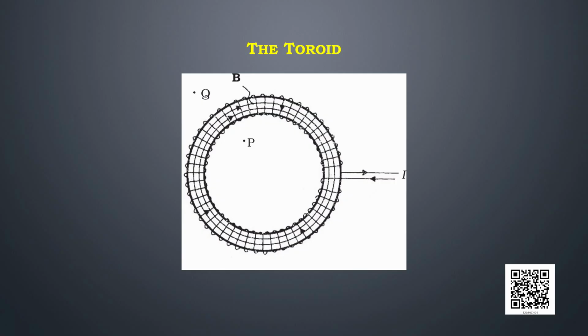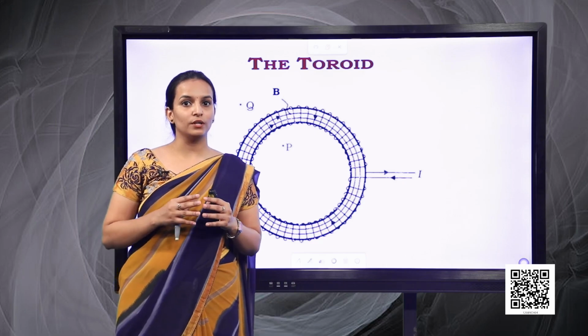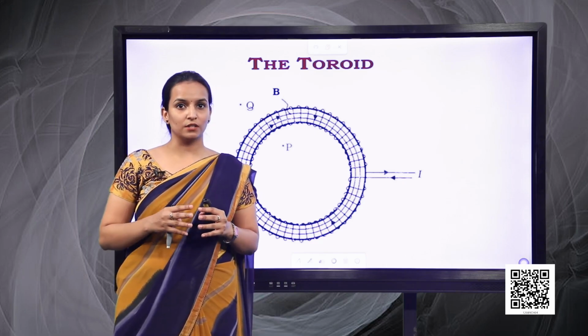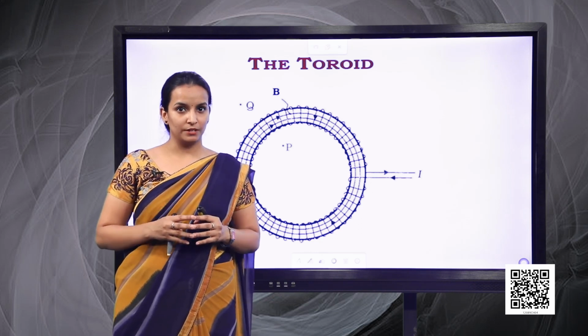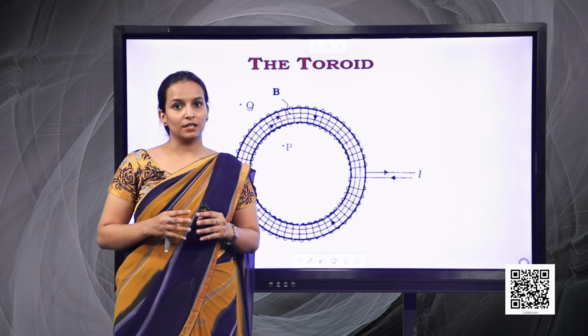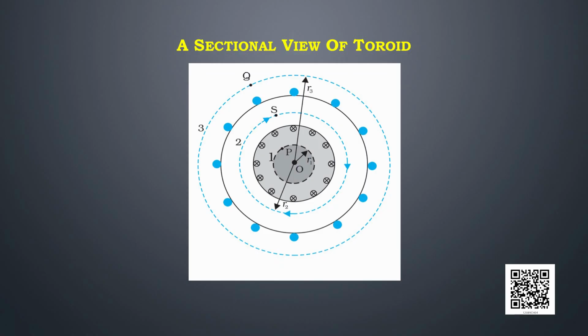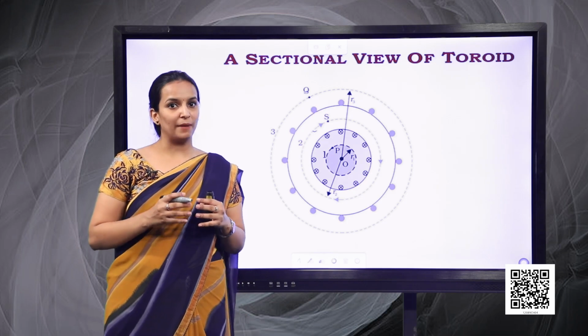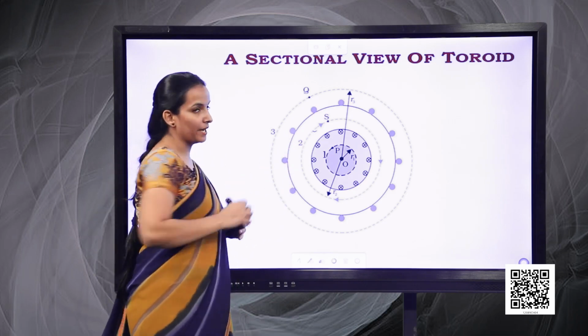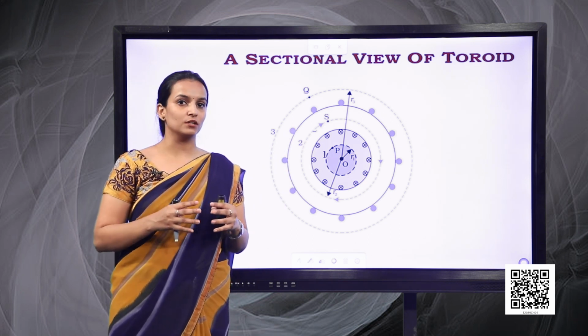In the same way, we will figure out the magnetic field due to a toroid. If we bend a solenoid into a circular shape, it will look like this. This is a toroid. The toroid is a hollow circular ring on which a large number of turns of a wire are closely wound. Consider that it is carrying a current I. In order to calculate the magnetic field due to a toroid, we will use a sectional view of the toroid. The direction of the magnetic field inside is clockwise as per the right hand thumb rule for circular loops.